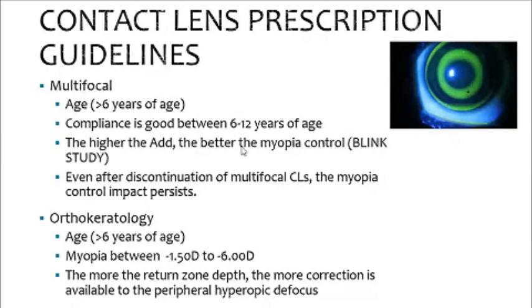Now, for orthokeratology, I would still fit an ortho-K lens above 6 years. What's recommended is a range of minus 1.5 to about 6 diopters. This is what the FDA recommends. However, if you do customized orthokeratology or data-driven orthokeratology like I do, you're likely able to correct higher degrees of myopia. My record is about minus 8.5. That's the highest amount of myopia I've been able to correct with orthokeratology.